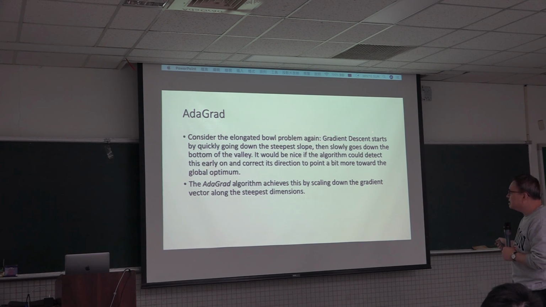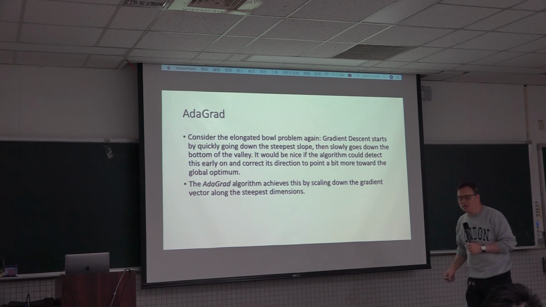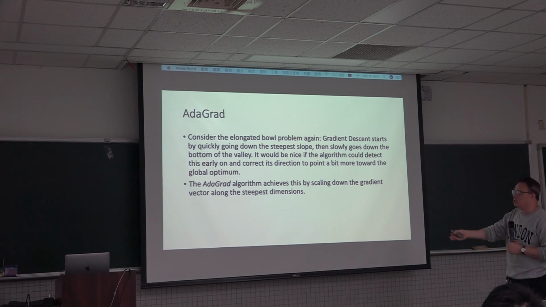Gradient descent starts by quickly going down the steepest slope, then slowly goes down the bottom of the valley. So it would be nice if the algorithm can detect this early on, and then be able to correct its direction to directly point in the right direction.